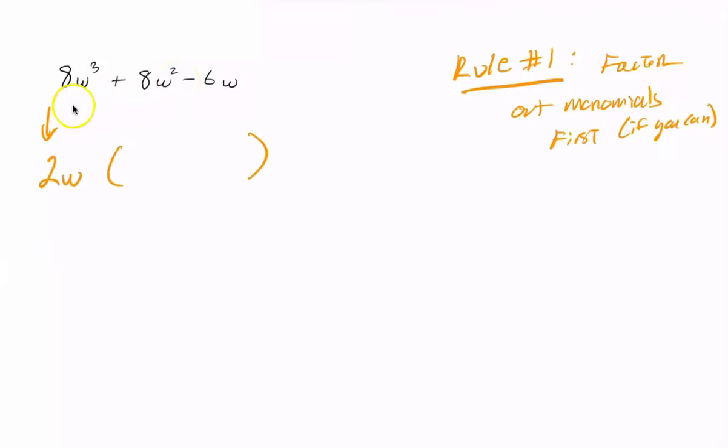And remember, when you factor, you just divide. So 8w cubed divided by 2w is 4w squared. 8 divided by 2 is 4. And negative 6 divided by 2 is negative 3. So now, all we have to do is factor this guy. And that we can do with our big X.